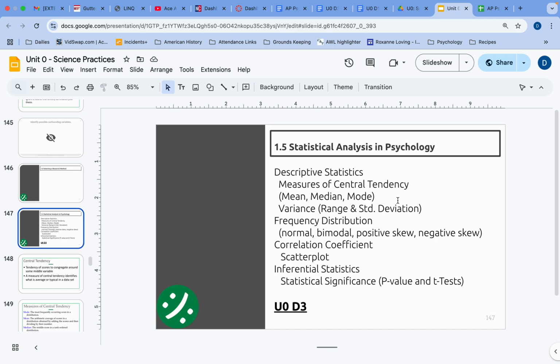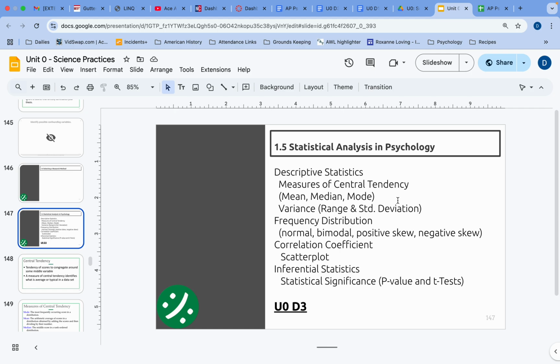So if you have 5 people in your sample and their scores are 2, 4, 6, 8, and 10, well, you add those 5 numbers up. So 2 and 4 is 6, plus another 6 is 12, plus 8 is 20, and 10 is 30. You divide that by the number of values you had. That was 5 different scores. So 30 divided by 5 is 6. 6 would be our mean.